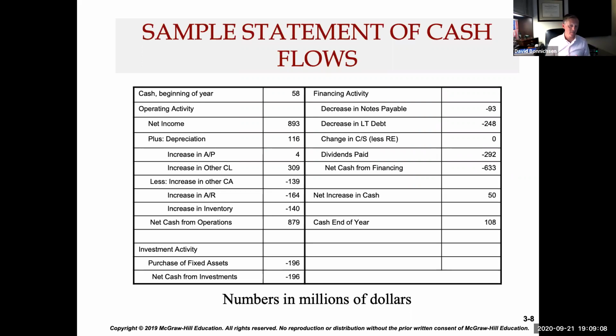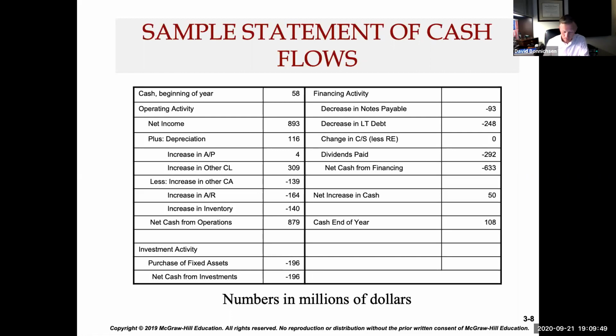The second piece, investment activity. Did we use cash to invest in our business in the form of new fixed assets? Well, yes, we did. The balance sheet shows that we went from 3358 to 3438 year over year on net fixed assets, which means we spent $196 million of cash on new fixed assets. So it's a negative. And that's the only investment activity that we did. On the financing side, meaning debt and equity, what happened?